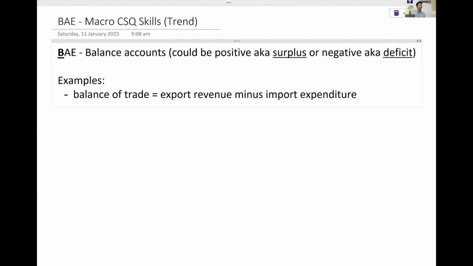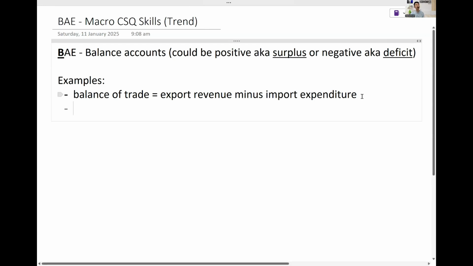You can also track your own balance account. This week, how much do you earn, or your pocket money? This week, how much did you spend? If it's negative, it means you are dipping into your savings. So balance of trade is export revenue minus import expenditure.